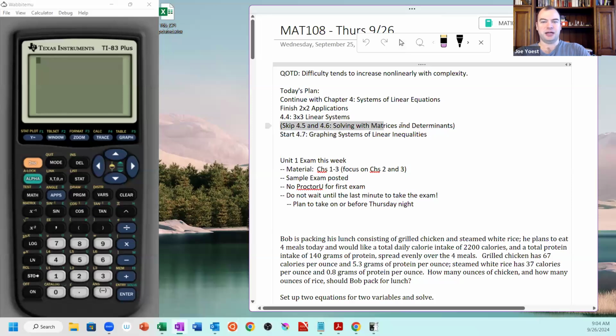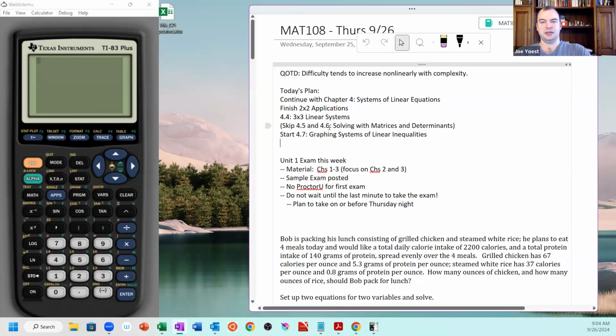We're skipping 4.5 and 4.6, solving with matrices and determinants. Basically, the reason is that to have a proper discussion of matrices and determinants would require an awful lot more background. And just throwing this new idea in here that doesn't seem to really make any sense and just completely comes out of left field doesn't make a whole lot of sense to me.